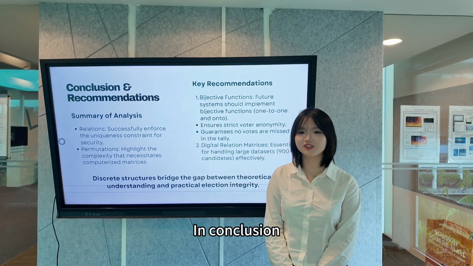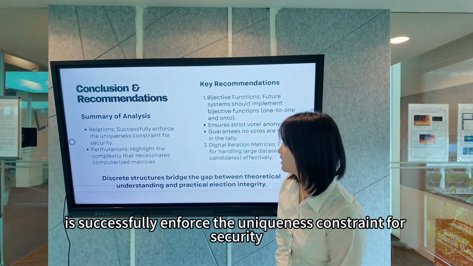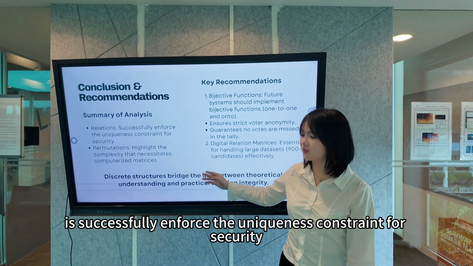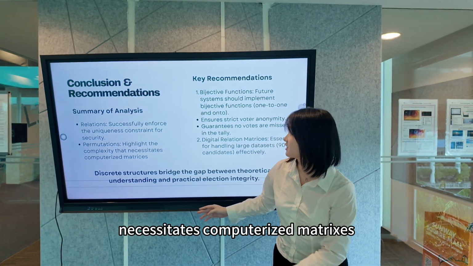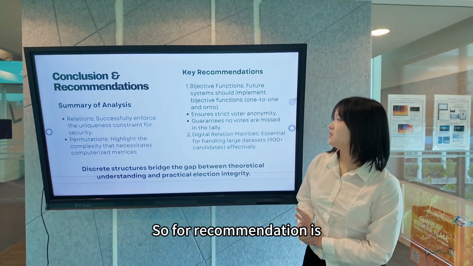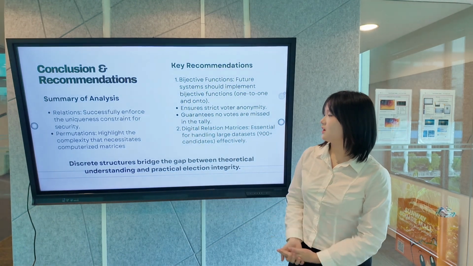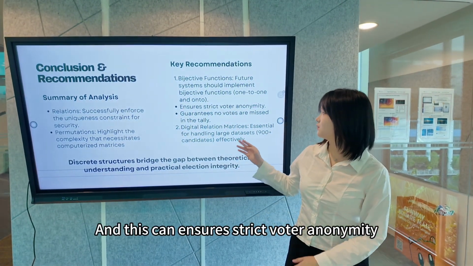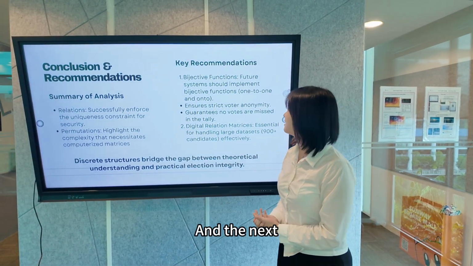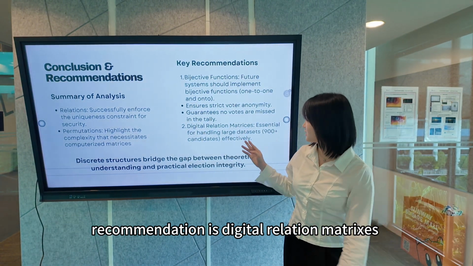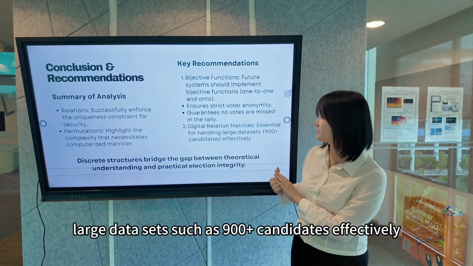So in conclusion, discrete structures are essential for election integrity. Relations successfully enforce the uniqueness constraint for security, and permutations highlight the complexity that necessitates computerized matrices. For recommendation, future systems should implement bijective functions, which are one-to-one and onto, and this can ensure strict voter anonymity and guarantee no voters are missed in the tally. The next recommendation is that digital election matrices are essential for handling large data sets such as 900 plus candidates effectively.